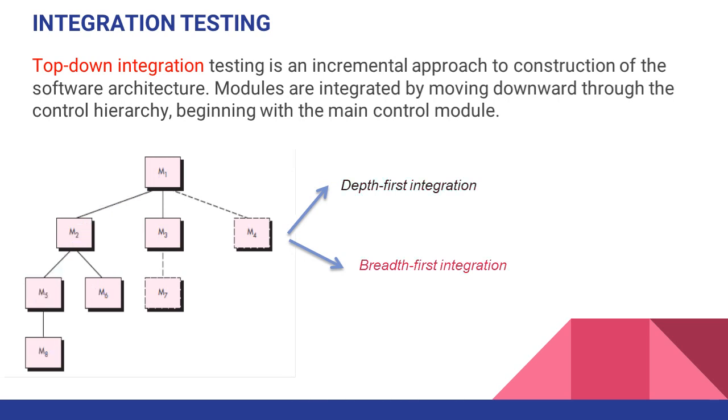Breadth-first integration incorporates all components directly at each level, moving across the structure horizontally. From the figure, components M2, M3, M4 would be integrated first. The next control level, M5, M6 and so on, follows.